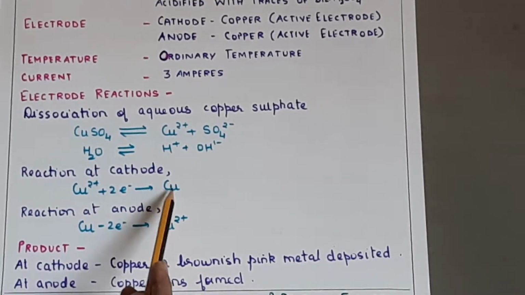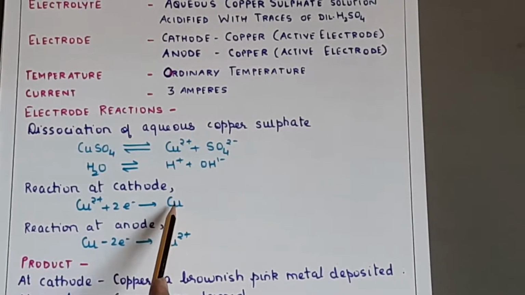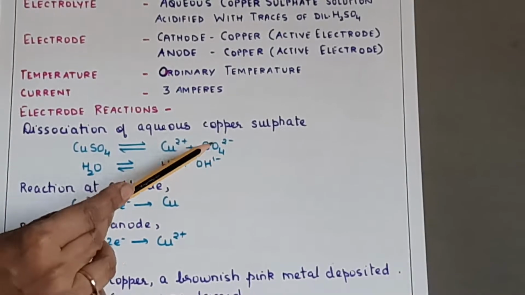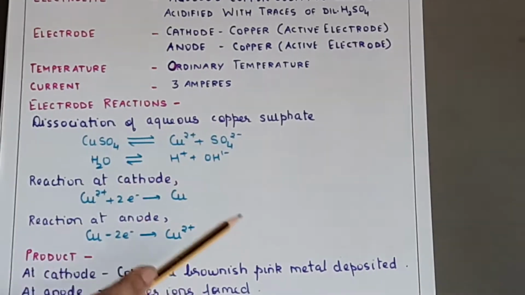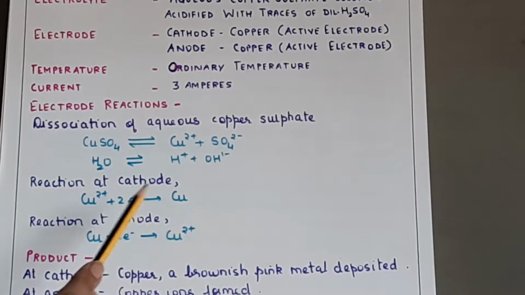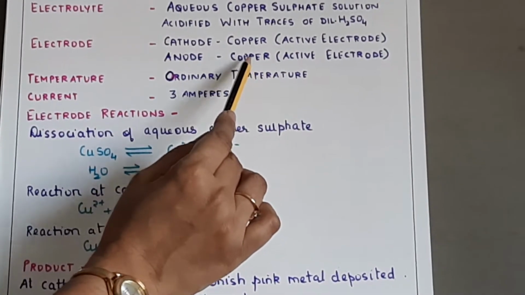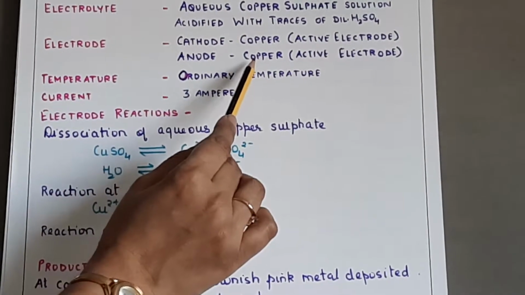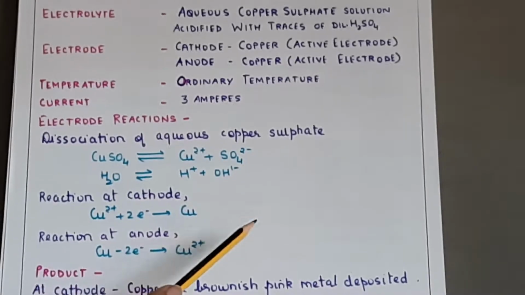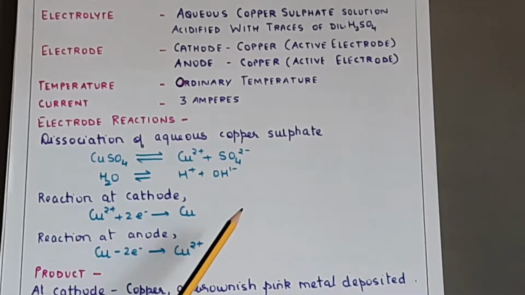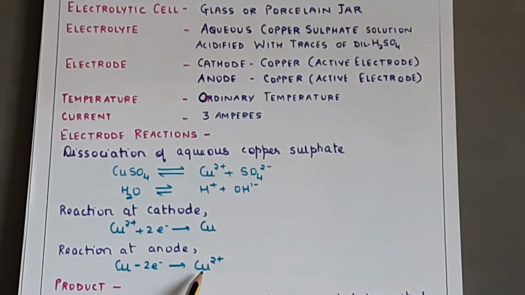So a brownish pink metallic copper is deposited at the cathode. Okay, is it clear? Yes. Now anions. Which are the anions? Sulfate ions and hydroxyl ions. Okay. So anions will migrate to the anode. Yes. But what is our anode? Anode is an active copper electrode, right? So since anode is an active copper electrode, sulfate ions and hydroxyl ions will just migrate to the anode, but neither will get discharged. Instead, the copper anode itself will lose electrons and will form copper ions.